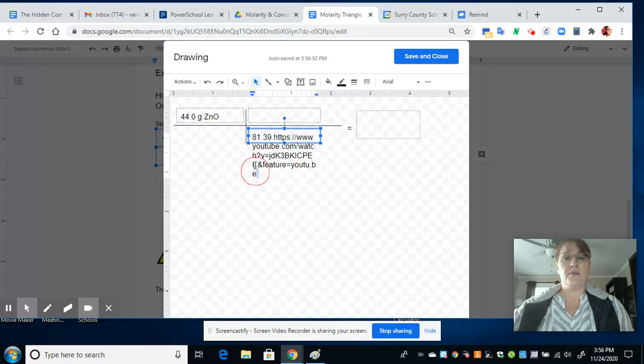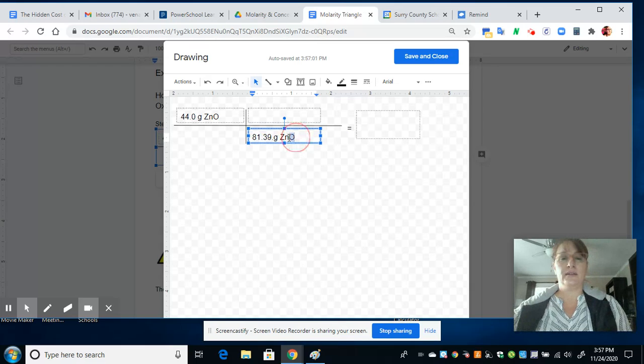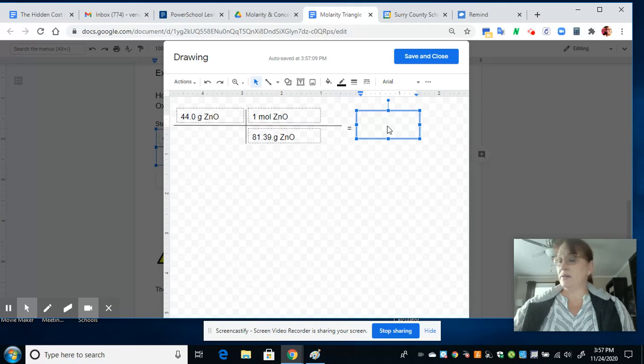In the numerator, I'm going to put 1 mole, and then I'm going to calculate that. And when you calculate it, you don't want to round. You want to write down your rounded answer, but you don't want to round it in your calculator. So when I rounded it, 0.451 mole was my answer. But again, I'm going to leave all those digits in my calculator.